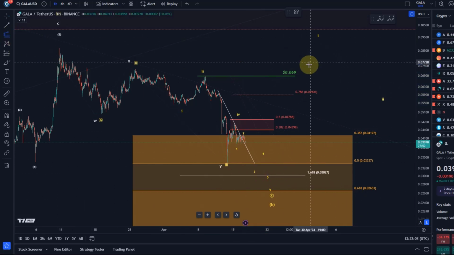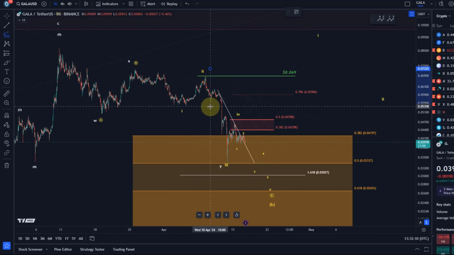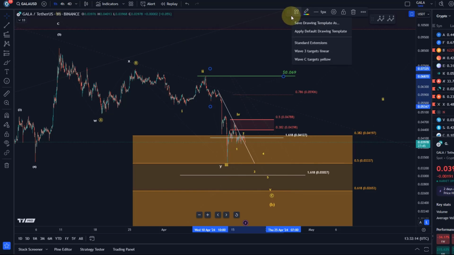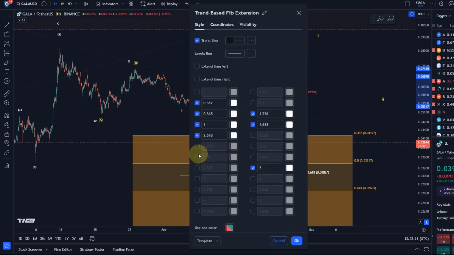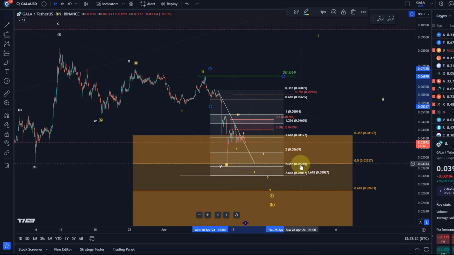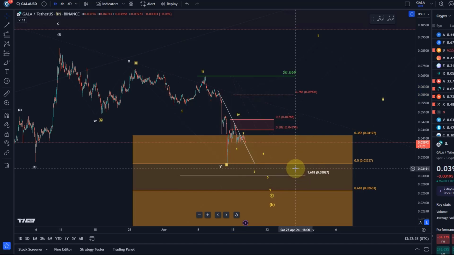Another way of measuring targets would be to take the length of the wave 1 and go to the high of the wave 2. Here we get some long extensions already. You see that the wave 3 reached the 2.382 extension at 3.2 cents. That makes sense then that the wave 5, so one more low, targets the next one, which would be around 3 cents as well. So there is some Fibonacci confluence around the 3 cent mark.